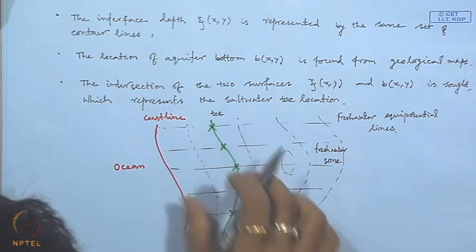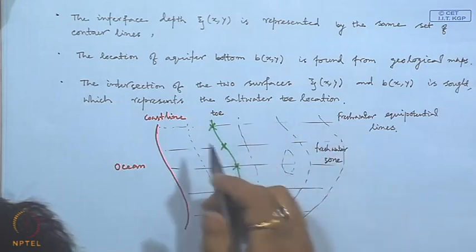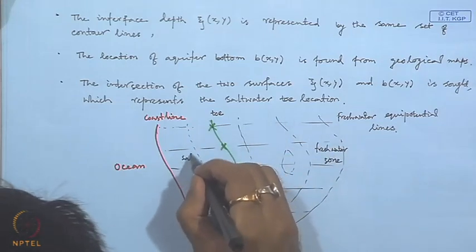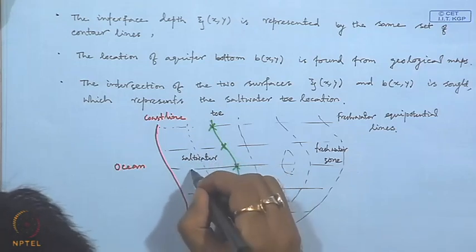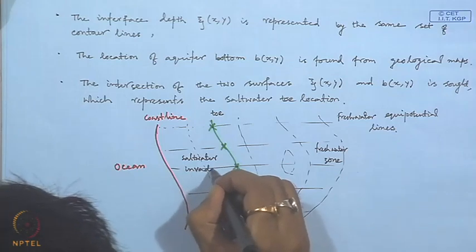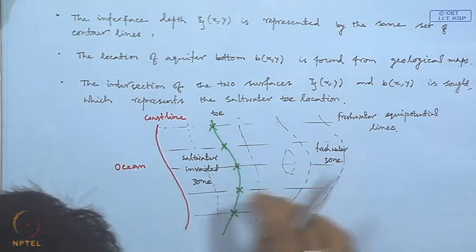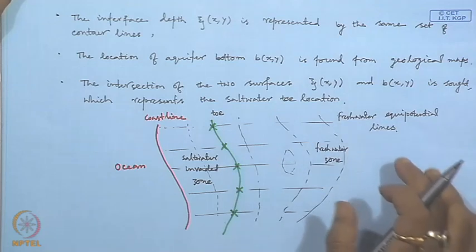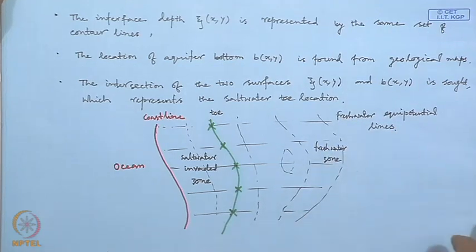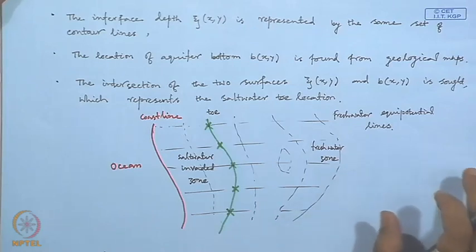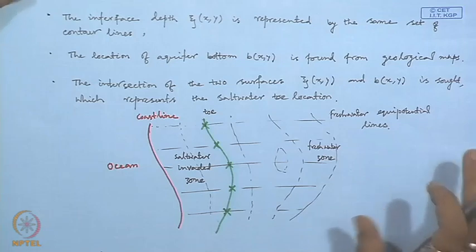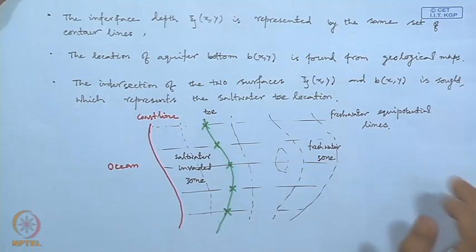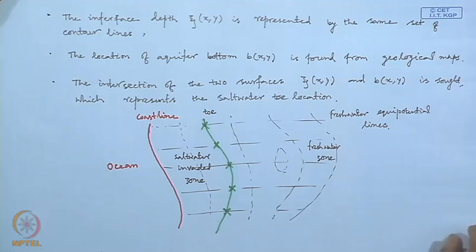So, for this particular location, salt water has entered into coastal aquifer. So, we have salt water invaded zone, then we have fresh water zone, and these are our fresh water equipotential lines. So, using Ghyben-Herzberg principle, we can easily identify the toe location in the field. However, for complex geological formation and non-stationary interface condition, this is not valid.